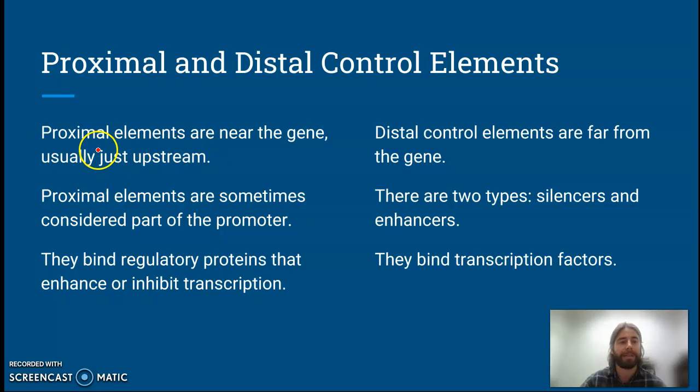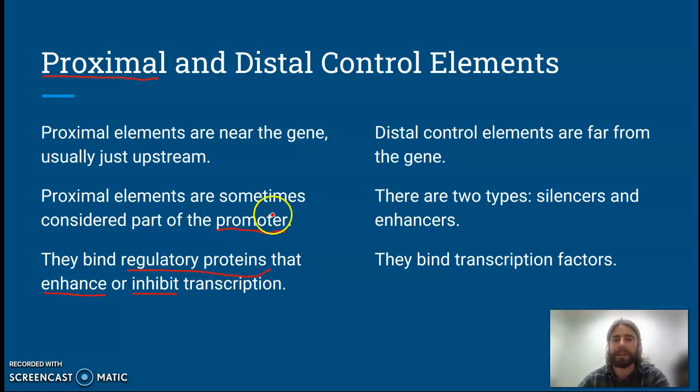So we have two different types of control elements. We have proximal, which we'll look at first. Proximal are the ones that are control elements like the promoter sequence, for example, that are near the gene, usually just upstream of the gene, meaning that they are to the left, they're before the gene. And so these are parts of the promoter, and they will typically encourage regulatory proteins such as transcription factors that can do one of two things. They can either enhance transcription or they can inhibit transcription, just like we saw with the operators in operons.